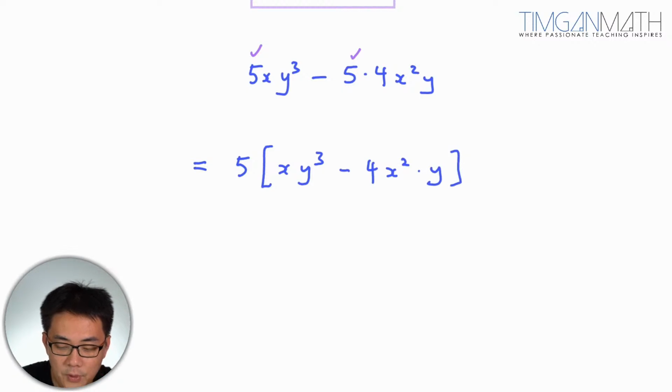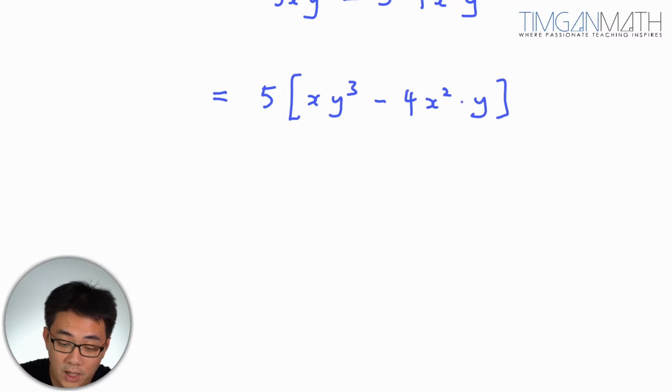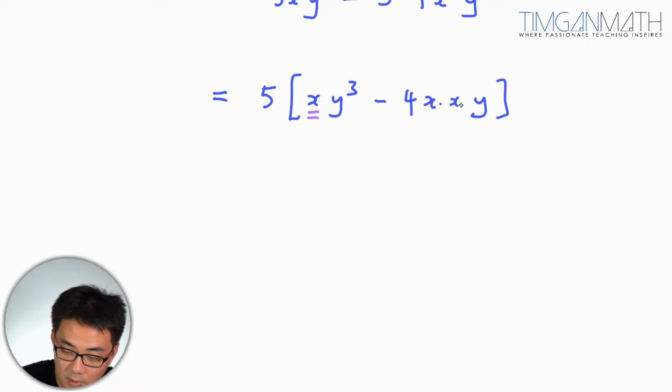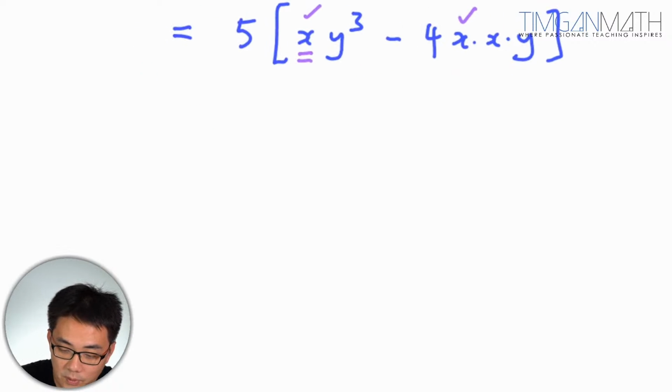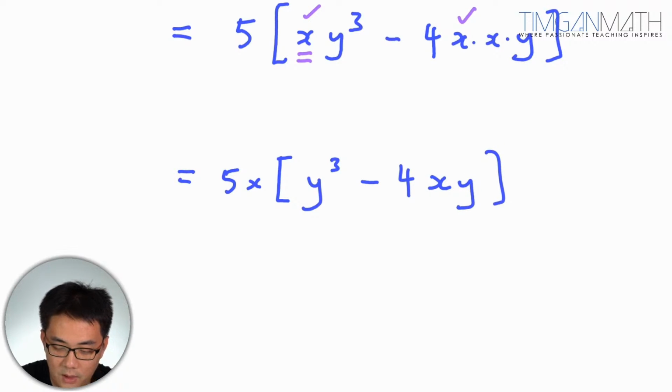Okay. After which we need to look at what we could bring out, and very quickly we can bring an x out. Once you bring it out, just remember that this x squared here is x multiplied by x. So I'm just going to replace this with x multiplied by x so that I could safely bring an x out. Okay, so bringing the x out would then be 5x y cubed minus 4xy. Great.